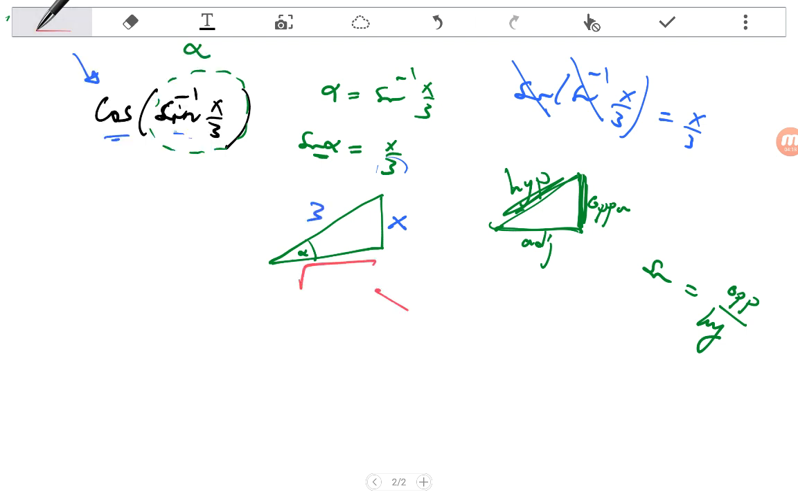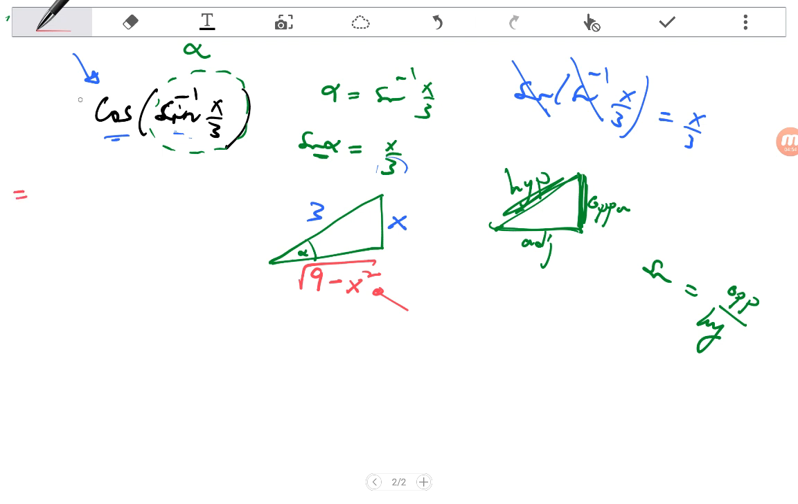How do we find the missing side? Yes, Pythagoras' theorem. We find it by this. The missing side will be the root of 9 minus x squared: the square of the hypotenuse minus the square of the other side. The hypotenuse is the largest side in any right triangle. Now the triangle is complete.